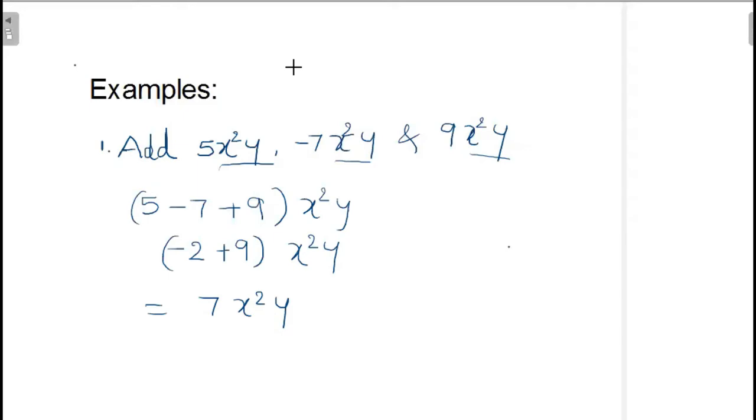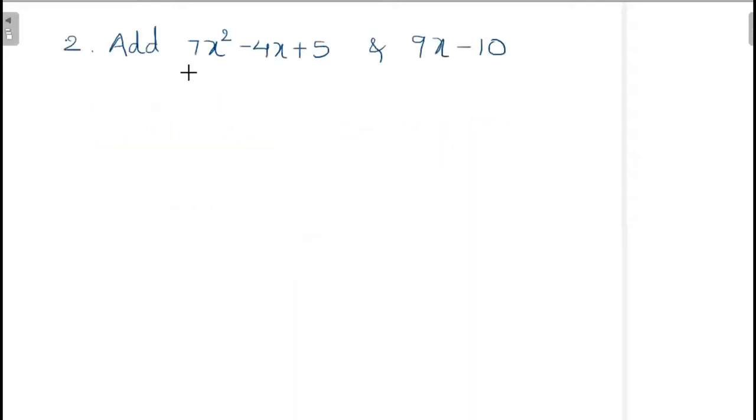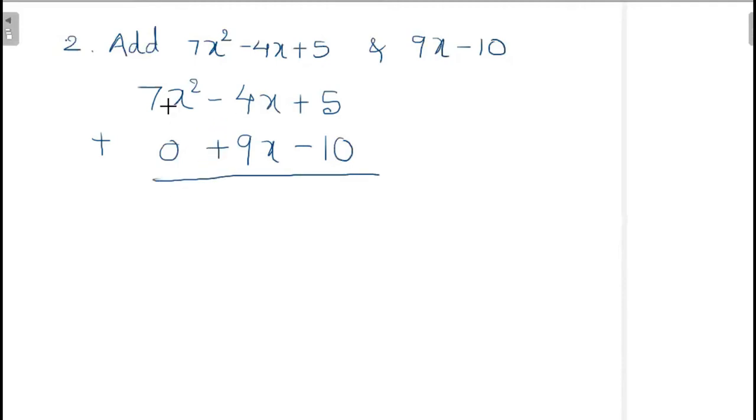Next example, second example, that is add 7x square minus 4x plus 5 and 9x minus 10. So here 7x square minus 4x plus 5. We'll write the same like terms one below the other. 9x here, 9x minus constant 10. Here it is 0. Term is not there means it is 0. Just add the terms. Here carry over will not be there. Term wise you have to add up. 7x square. What is minus 4 plus 9? It is plus 5x, minus 5. This is the answer.